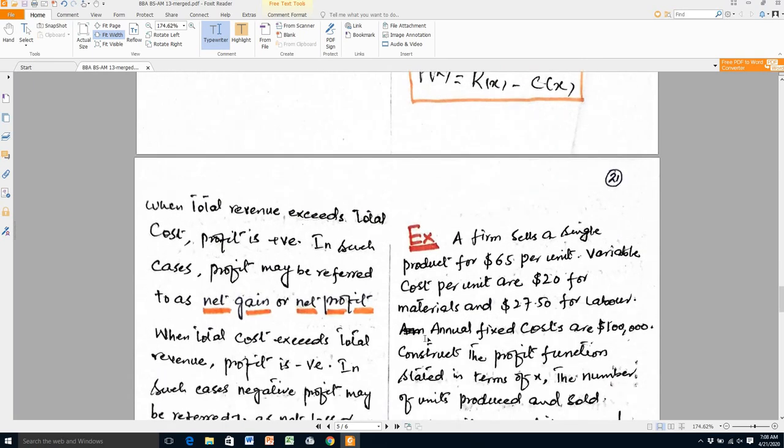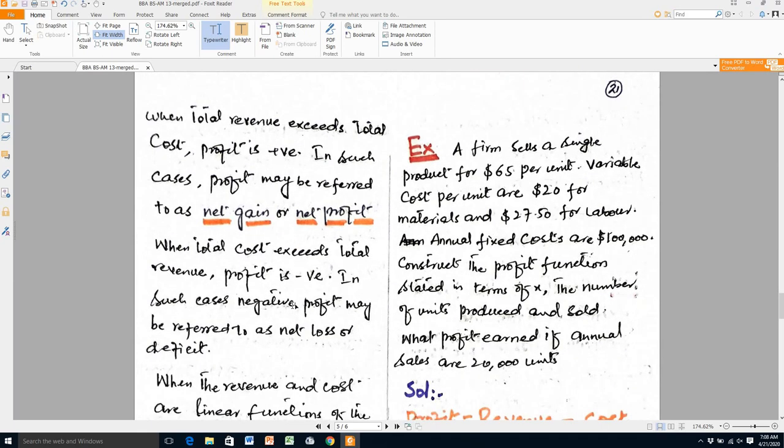When total revenue exceeds total cost, profit is positive. In such cases, profit may be referred to as net gain or net profit.